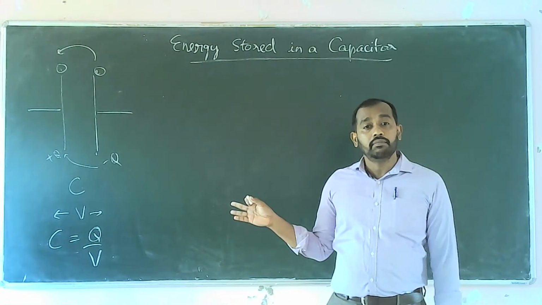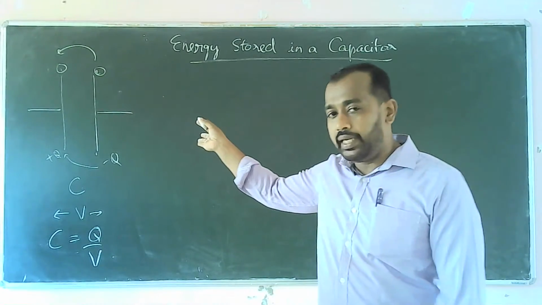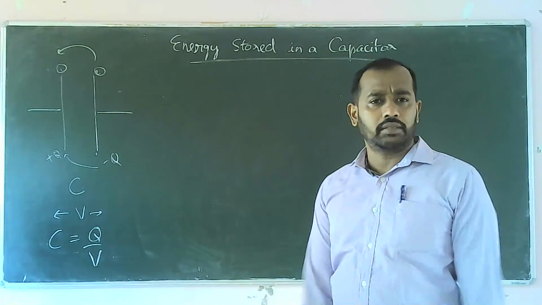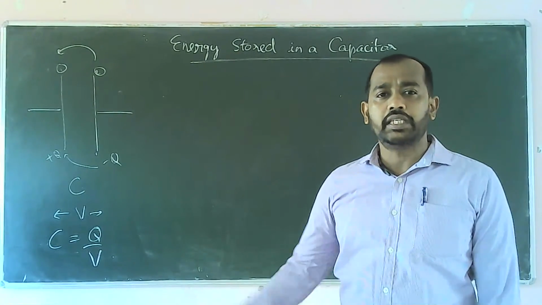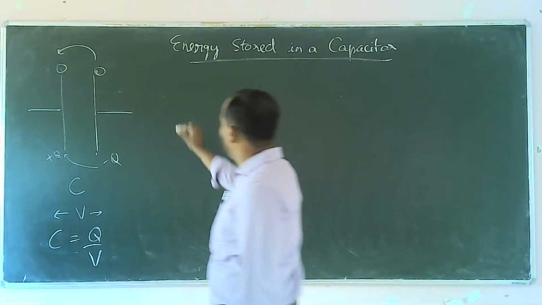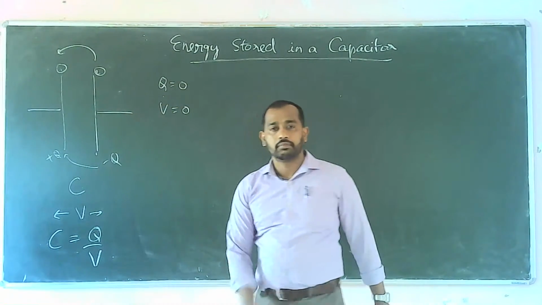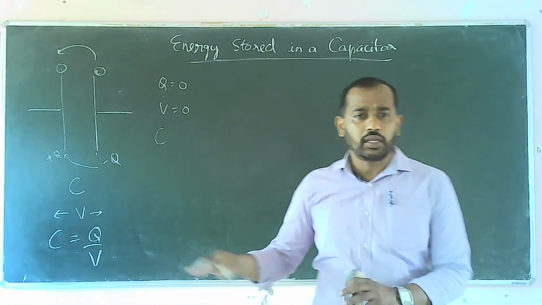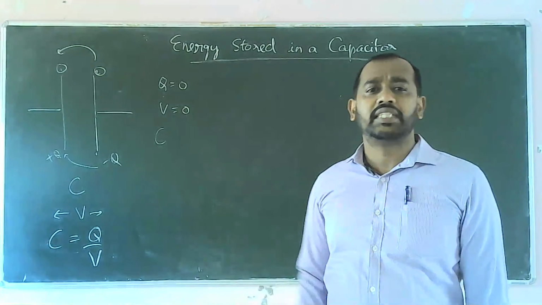But initially, the capacitor was completely discharged: no charge, zero charge. When there is no charge on the two plates, there is no potential difference. So when Q is equal to 0, then V is also equal to 0. But still, the capacitance is C. It is not 0 by 0, indefinite. No, not like that. It is not charged yet.